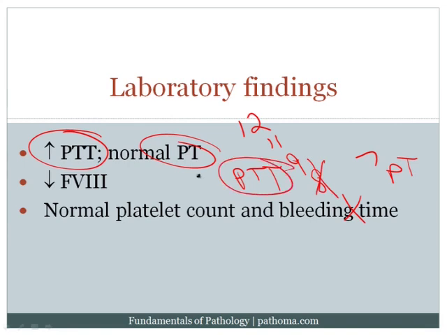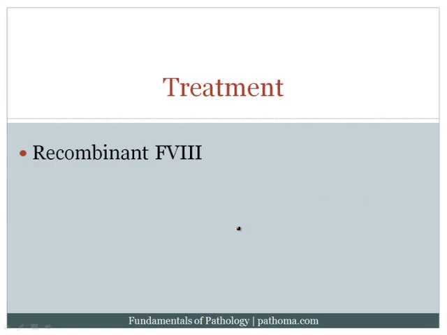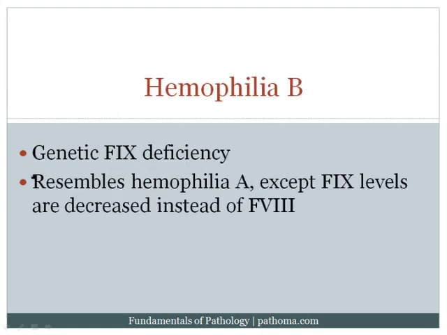In addition, when you have a prolonged PTT, you're then going to measure the factor 8 levels, and the factor 8 levels will clearly be down. Now remember that there's no effect on the platelets here, so the platelet count will be normal. The bleeding time, were it to be measured classically, would be normal as well. What's the treatment? You simply give back the patient recombinant factor VIII, and of course that makes up for the deficiency.